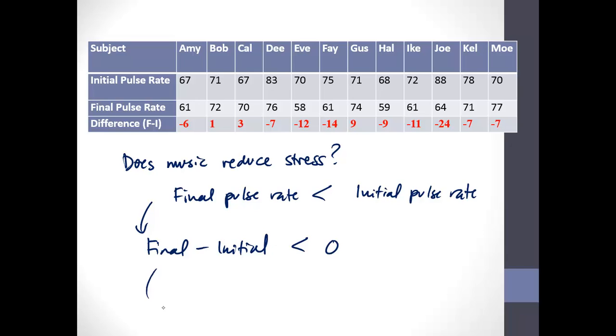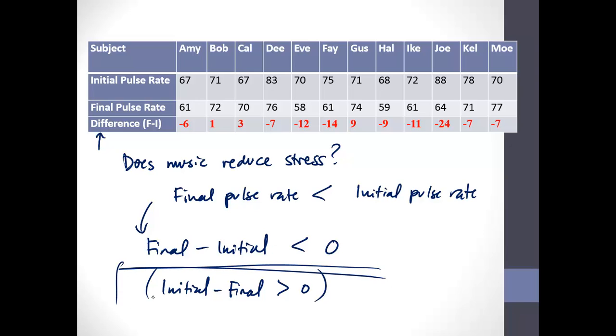And then maybe just note that up here in my difference, I've taken the final minus the initial, so I've already sort of set that up. But I also could have taken the initial minus the final and just see if that's bigger than 0. Either way is fine. Both will give you the same results. So just making that note. We're going to go with checking our final minus the initial, seeing if that's less than 0.